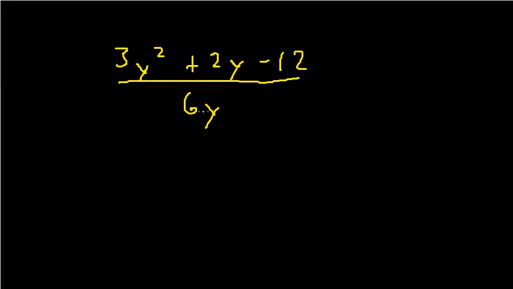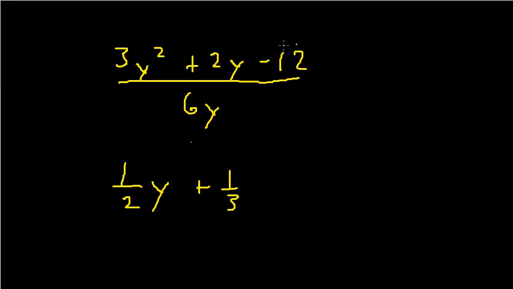Let's do one last example. We have 3y squared plus 2y minus 12, all divided by 6y. Now I simplify here each term. So 3y squared over 6y, 3 over 6 reduces to 1 over 2, and y squared over y is y. Here 2y over 6y, 2 divided by 6 reduces to 1/3. And y over y cancels out, just leaving a factor of 1 that I do not have to include here, since 1/3 times 1 is 1/3.